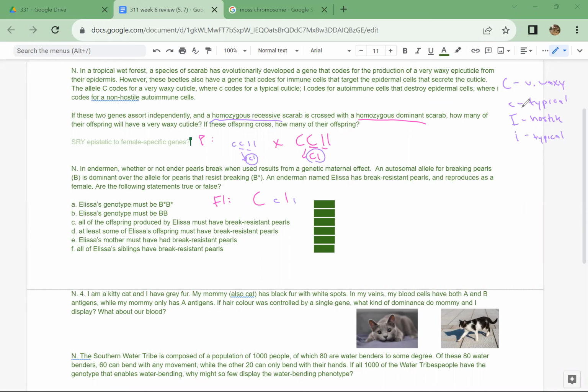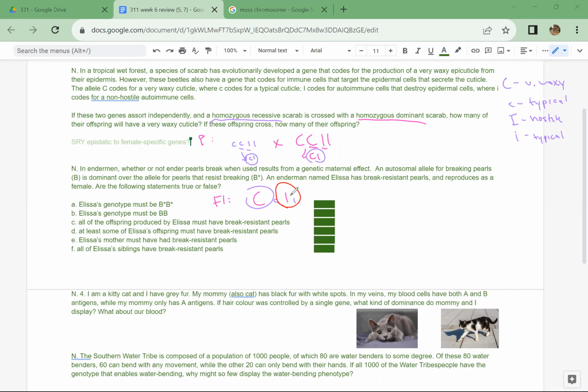So we have in our F1 generation at least one dominant allele at the cuticle locus, and so we have an individual that produces a waxy cuticle. So we can move on to the next locus. And what do we see? We see that this individual has at least one dominant allele at the autoimmune disorder locus.